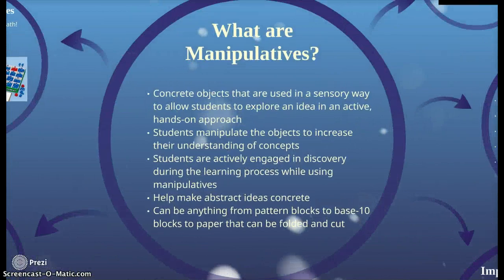What are manipulatives? Manipulatives are concrete objects that are used in a sensory way to allow students to explore an idea in an active, hands-on approach. Students manipulate the objects to increase their understanding of concepts. Students are actively engaged in discovery during the learning process while using manipulatives. Manipulatives help make abstract ideas concrete. They can be anything from pattern blocks to base 10 blocks to paper that can be folded and cut.